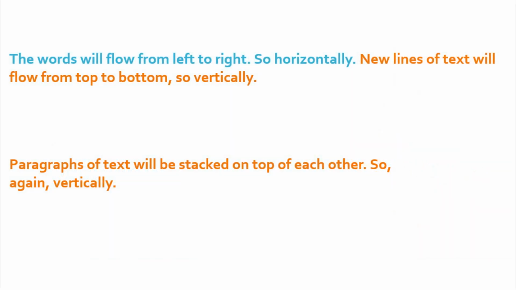Before diving in, we need to understand how content on our web page flows. Taking a look here, the words will flow from left to right, so horizontally. New lines of text will flow from top to bottom, so vertically. Paragraphs of text will be stacked on top of each other, so vertical. Inline here means horizontal. Block level is your vertical.